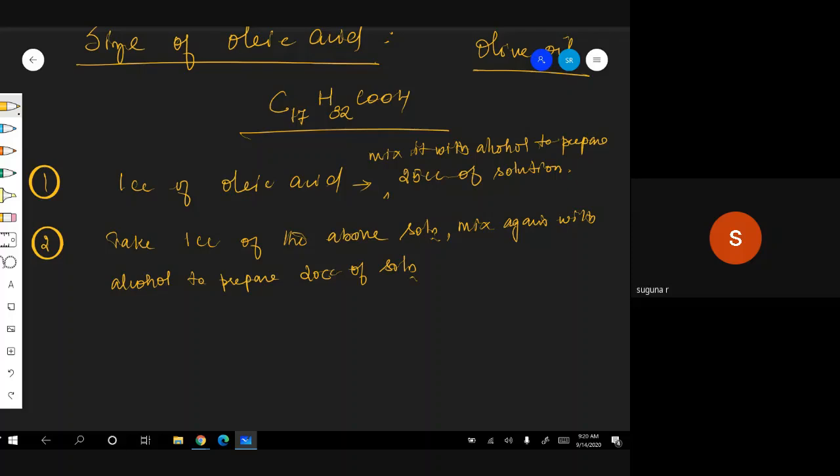What you have to do here, it is 26. The calculation must be properly done. Mix it with alcohol to prepare 25 cc of the solution, right? From that you take once again 1 cc. Then once again you mix it with alcohol so as to prepare 20 cc of the solution.